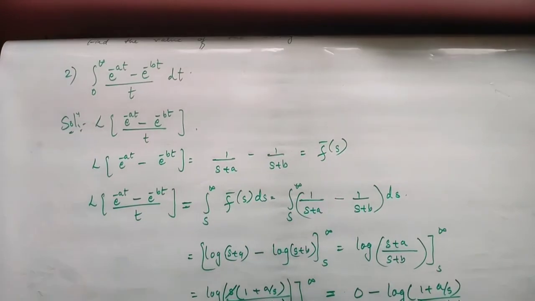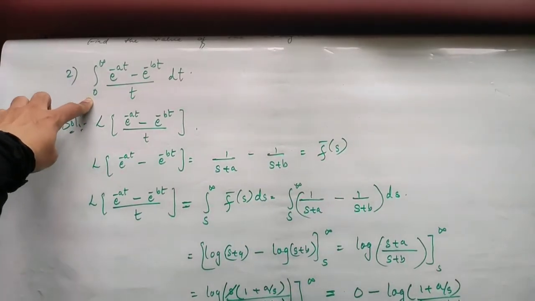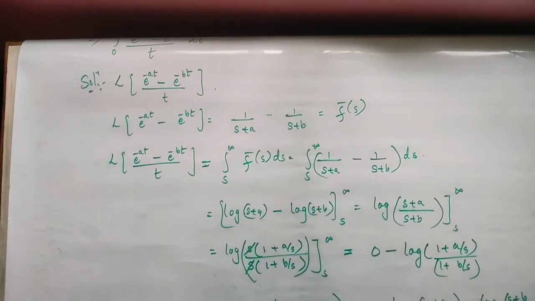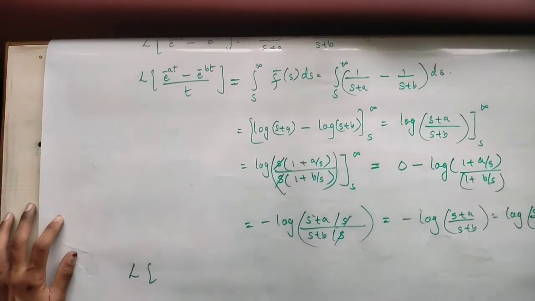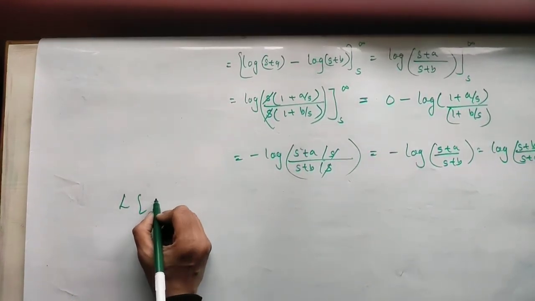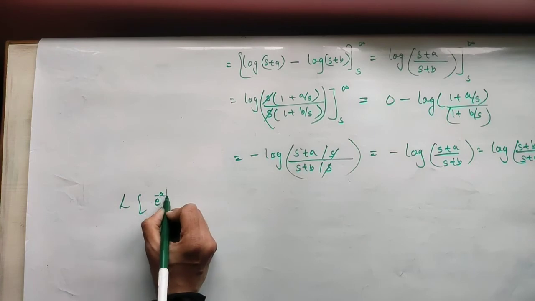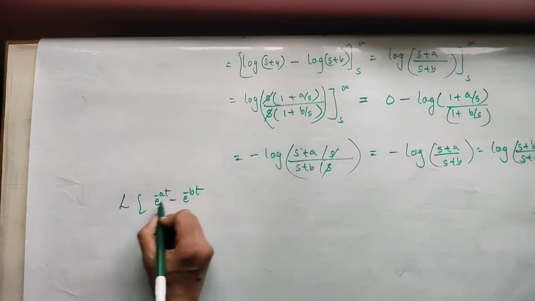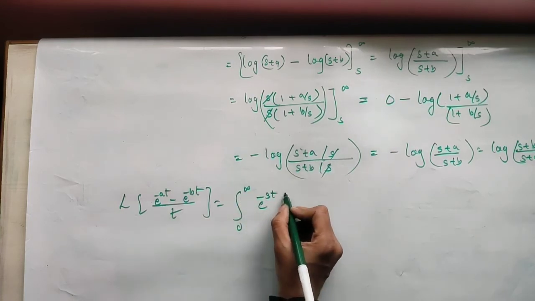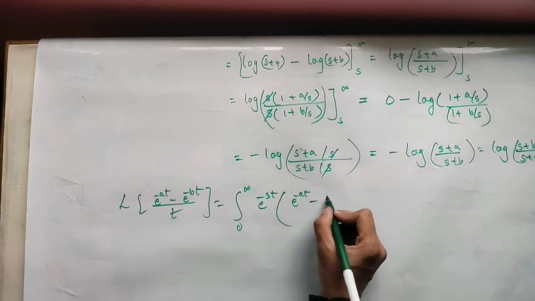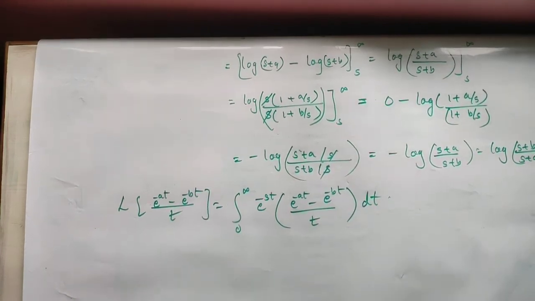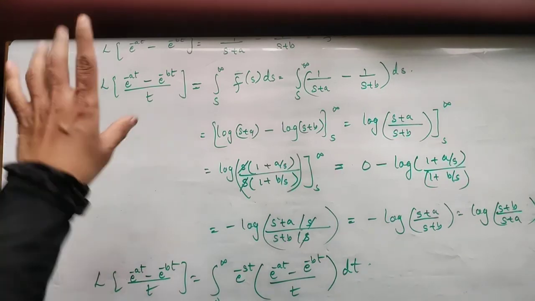Now we are actually being asked to work for the integration from 0 to infinity, that part. Now by the basic definition of Laplace transform, by the basic definition of the Laplace transform, we know that Laplace transform of e to the power minus at minus e to the power minus bt divided by t, it is nothing but integration from 0 to infinity, e to the power minus st, this whole thing, dt. Is it?